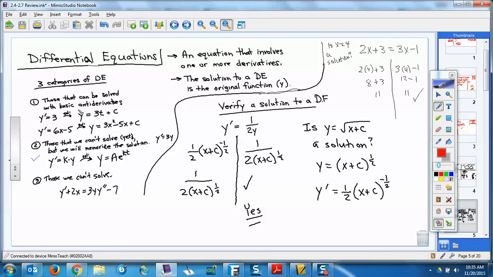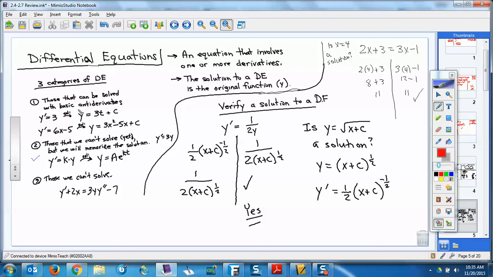Those are the only ones we can truly solve and find the original function y. The solution to a differential equation is the original function y. To go from y prime to y might involve an antiderivative. Those are the most basic kind, okay? Otherwise, we can't really solve them.